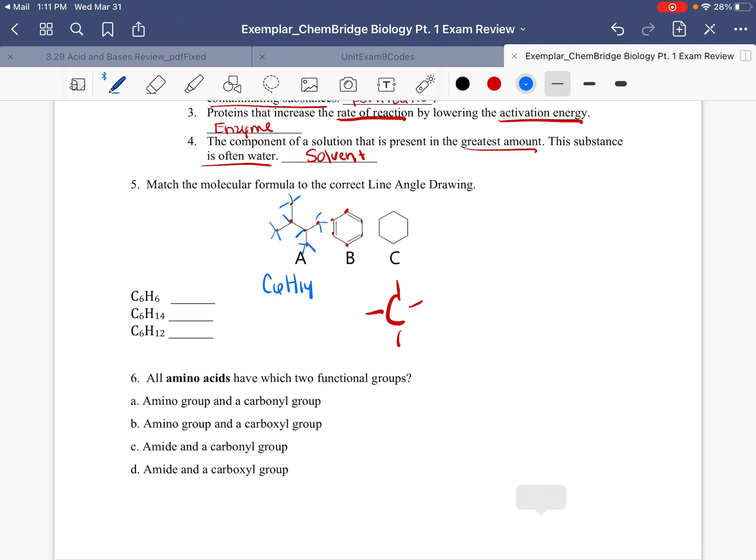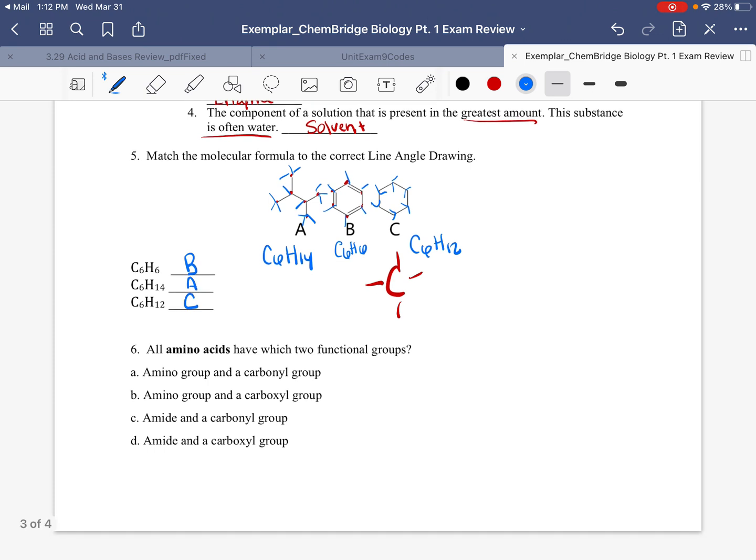For B, I have double bonds. So I have 1, 2, 3. I can only draw 1 hydrogen for each. I have 6 carbons, so it's C6H6. And this last one, this benzene ring, you will definitely become familiar with it in organic chemistry. So it has 2 bonds already, and I can only give it 2 hydrogens, so it's C6H12. So again, C6H6 is B, C6H14 is A, and C6H12 is C. That is our benzene ring.